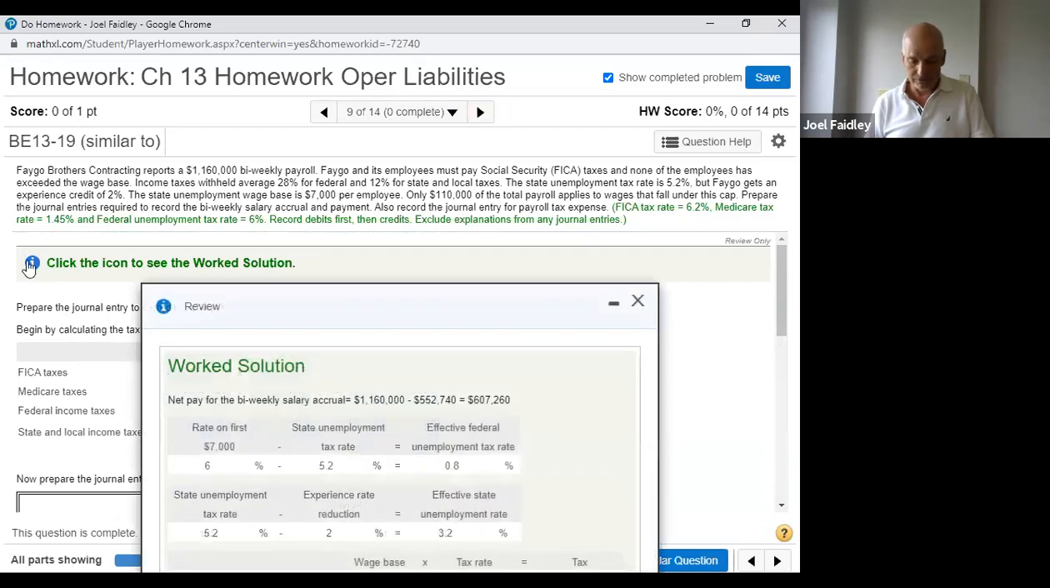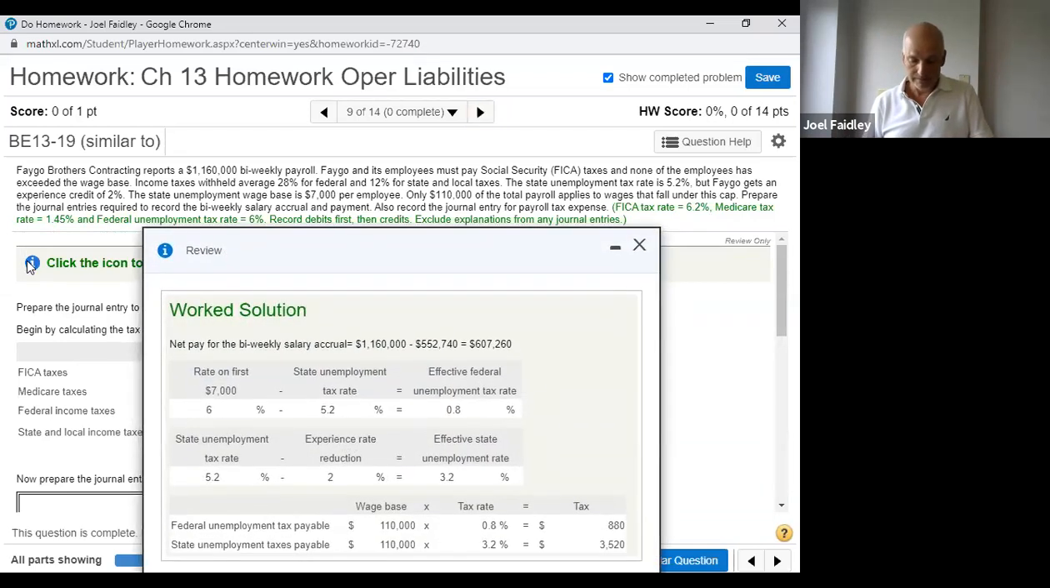Let me just click on the solution here. It'll be the quick way. It says up here, and they make this a little bit more complicated than they need to, that the state unemployment rate is 5.2%, right there. And they get an experience rating of 2%. So 5.2 minus 2, because experience rating says I've not laid too many people off, so I don't have to pay the full 5.2. So in essence, 3.2% is what's going to be calculated on the taxable wages. And those wages are capped at $7,000. Once an employee passes $7,000, it's non-taxable.